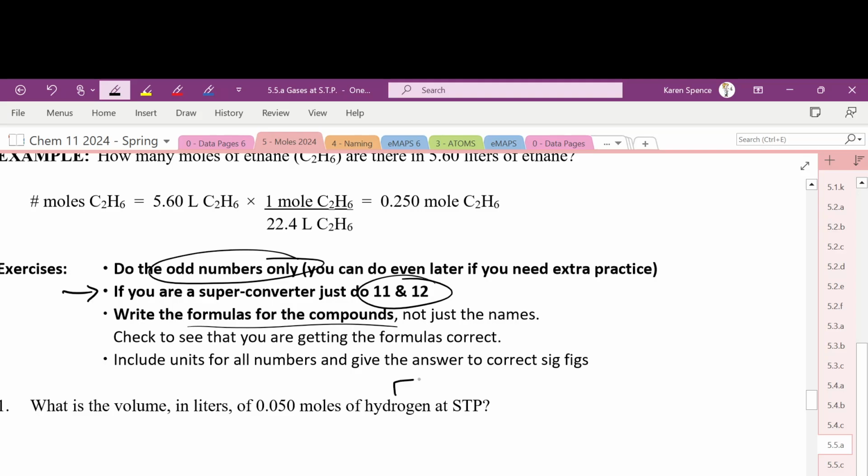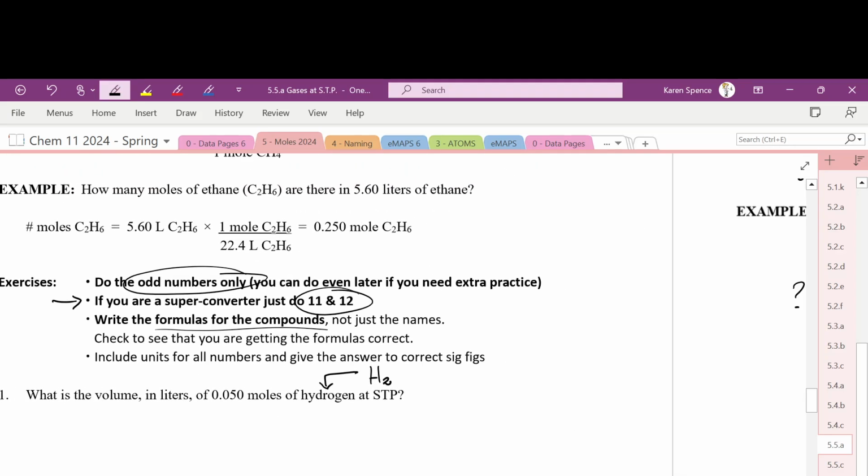Say, for example, of hydrogen. Tell your partner what is the formula for hydrogen. It is H2. Okay, don't forget your diatomics. Everyone tell me, who are the diatomics? Any other gas? Any other element? No. Okay, just those 7.